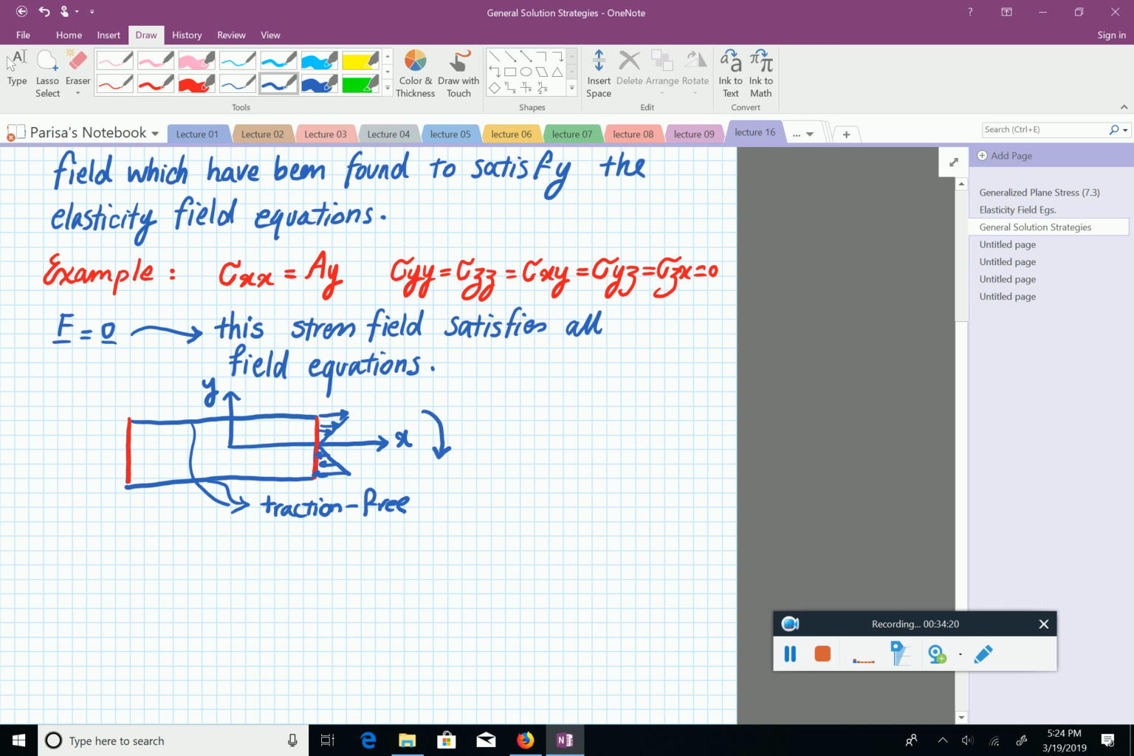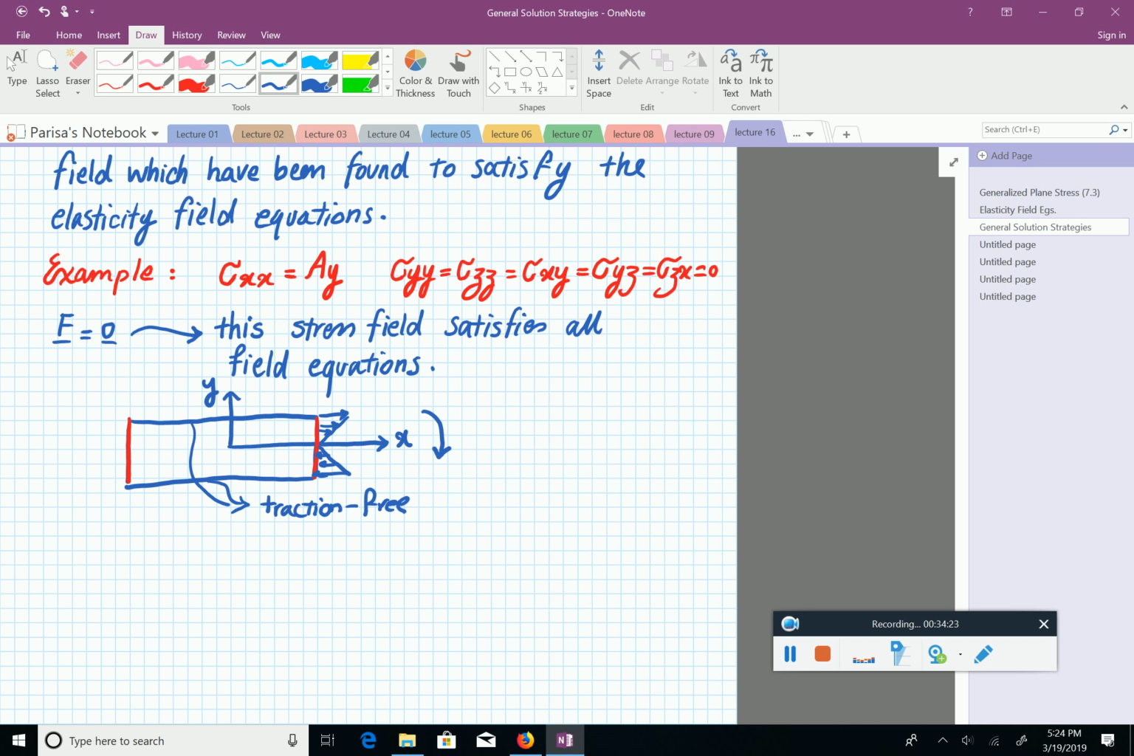So when I say you start with the stress and then you go to the problem, this is what I mean. You put it there and then you look at your experience and see whether you can recognize a problem which can be solved with this stress solution. A very strange way, but very common in elasticity to do this kind of solution.